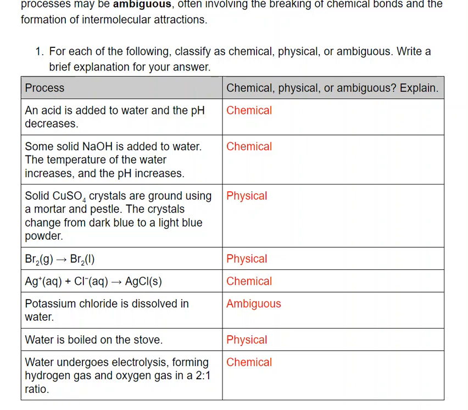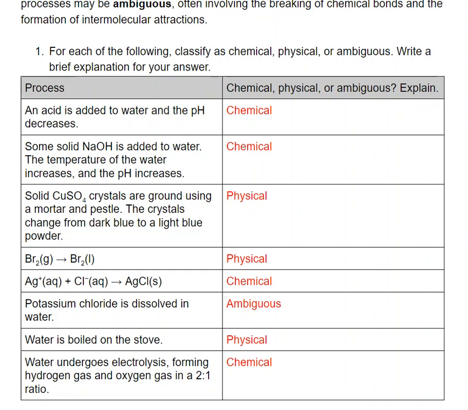If potassium chloride is dissolved in water, that's ambiguous because we're breaking ionic bonds to dissolve this compound. We're also forming intermolecular attractions between the ions and the water molecules. And if we were to boil the water away, we're going to be left with that potassium chloride salt.